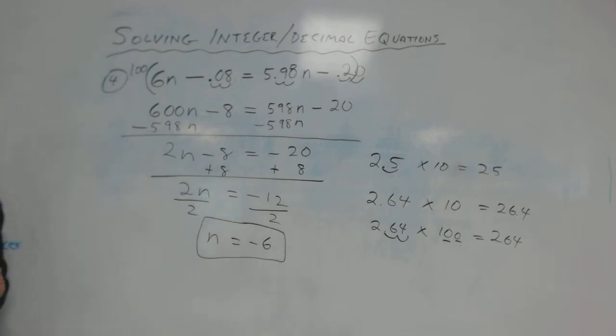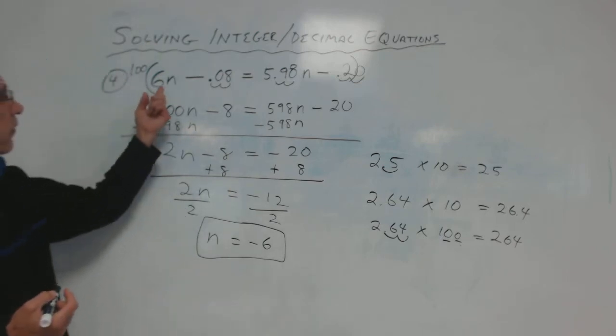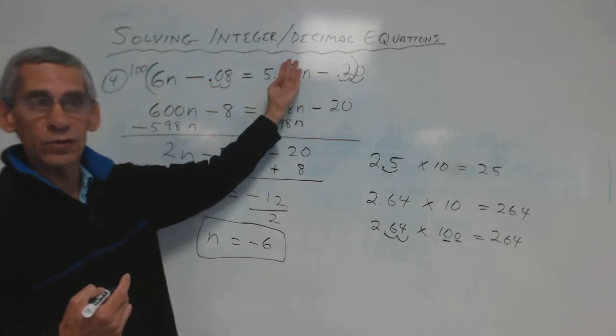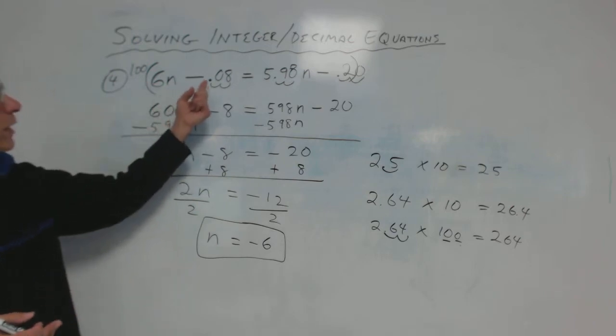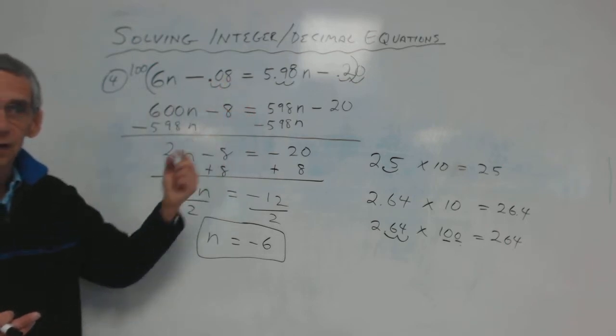Pretty straightforward, right? Pretty easy. You just multiply by 100 every time. Well, if I had written it as 0.8 and 5.9, then I would just multiply everything times 10. Do you see what I mean? It depends on what's in the problem. If it was 0.008, I'd multiply everything times 1,000, right?